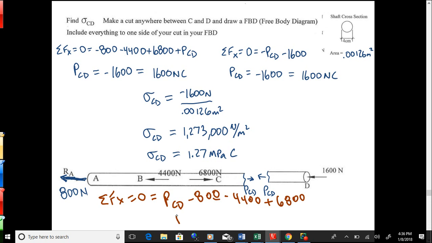Okay, and then solve for PCD. And you get the same thing. So 800 and 4,400 make 5,200. And then the difference between that and 6,800, you get 1,600. Same thing. And I guess that would be negative, wouldn't it? Yeah, it would. So the negative means you assumed incorrectly. It's not tension, it's compression. When you get a negative answer, that means your assumption of direction was incorrect. You've got to turn it around. We good with that?